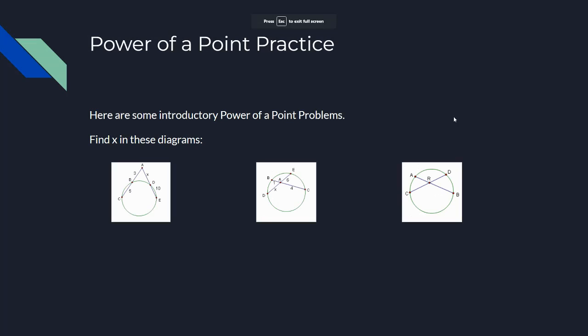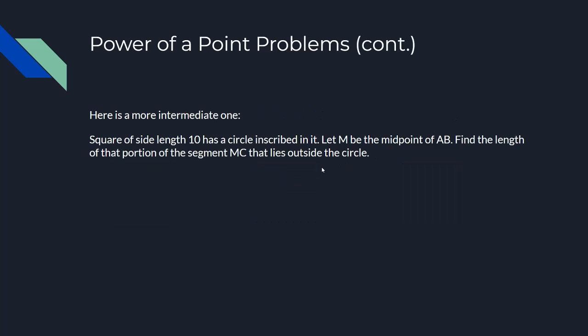So we can also solve some more intermediate problems. So a square of side length 10 has a circle inscribed in it. Let M be the midpoint of AB. Find the length of the portion of the segment MC that lies outside the circle. So I'll give you 5 seconds to think about this one and pause the video.